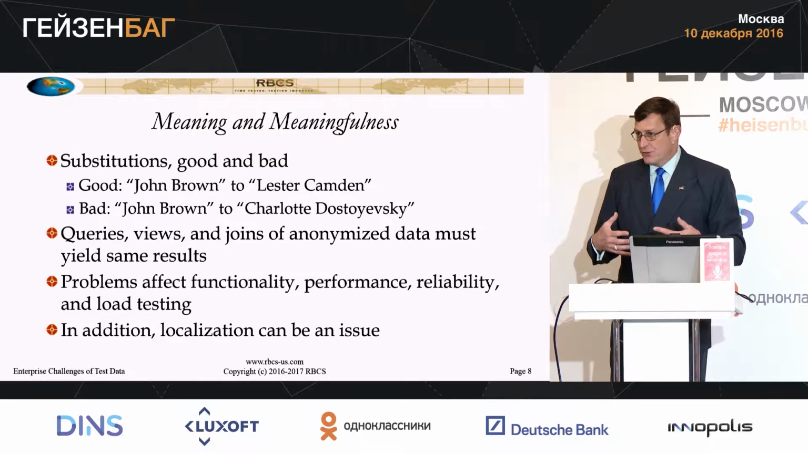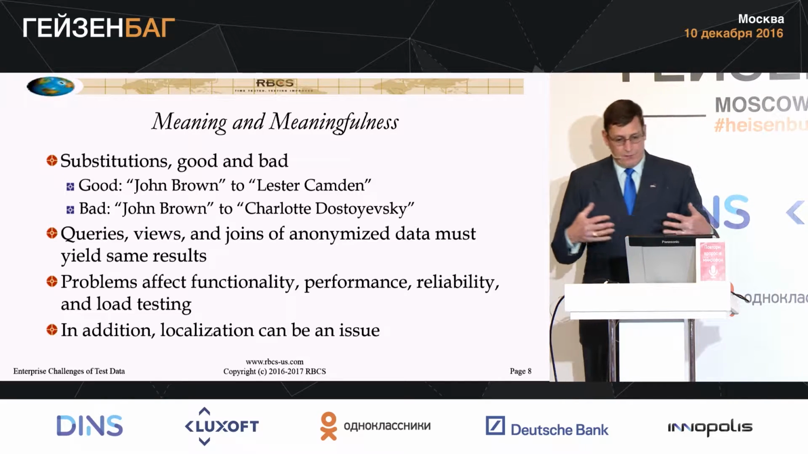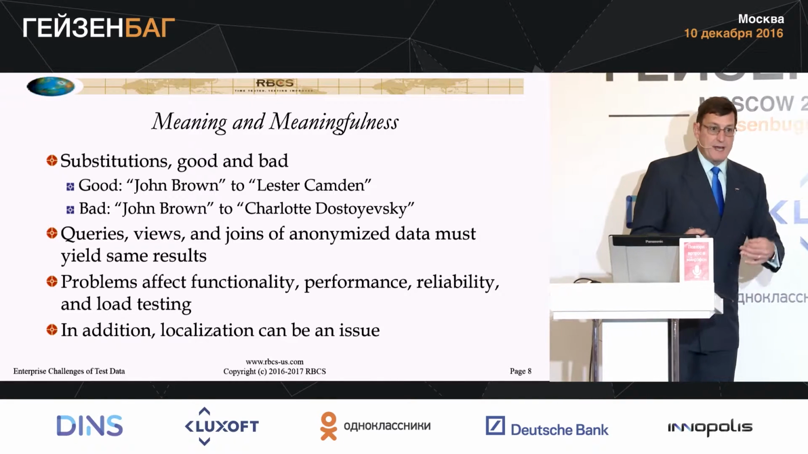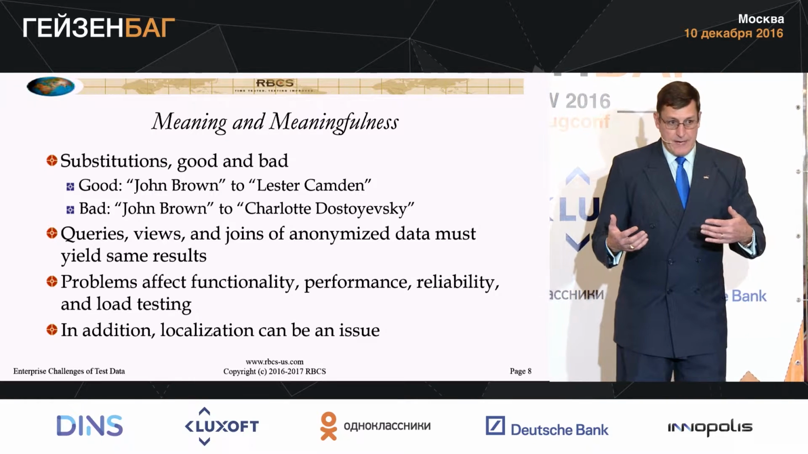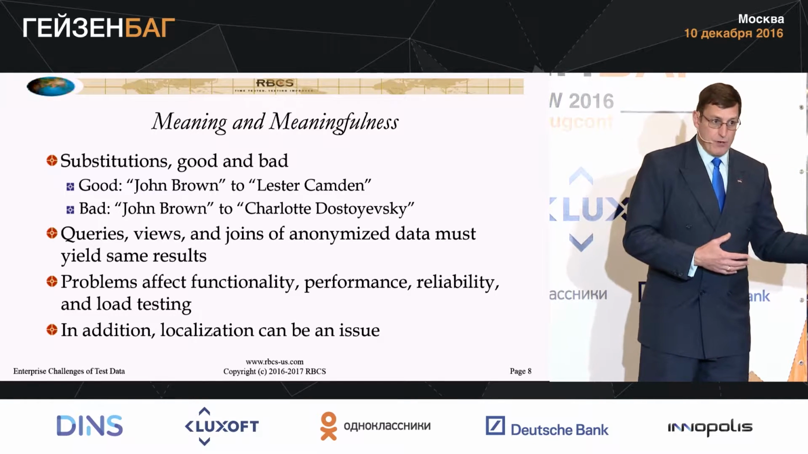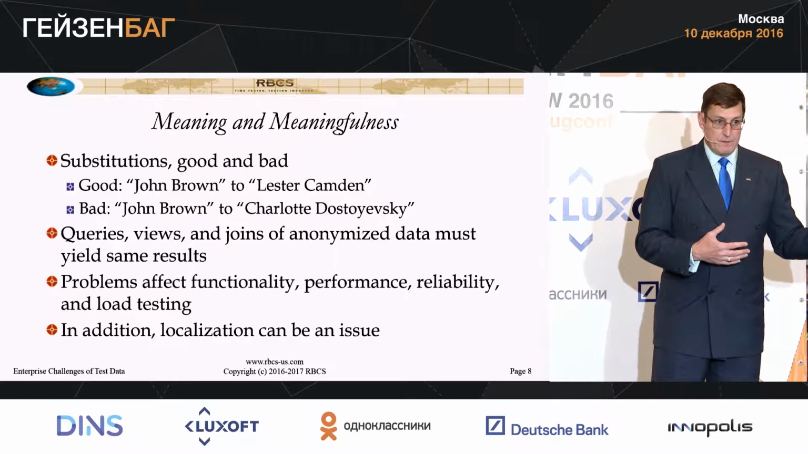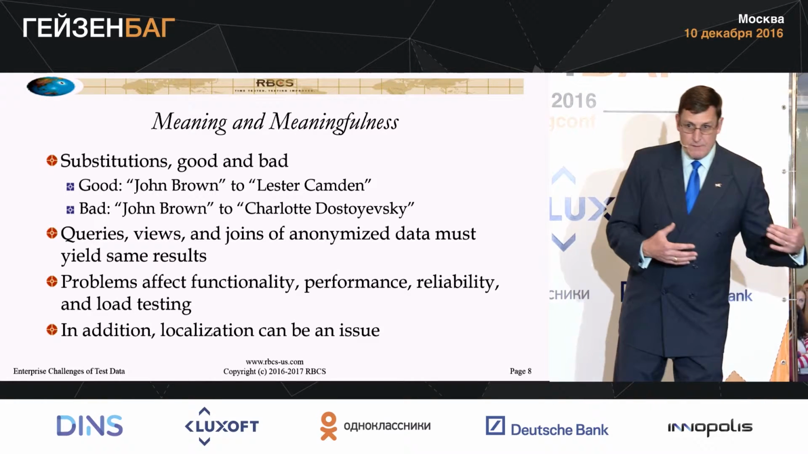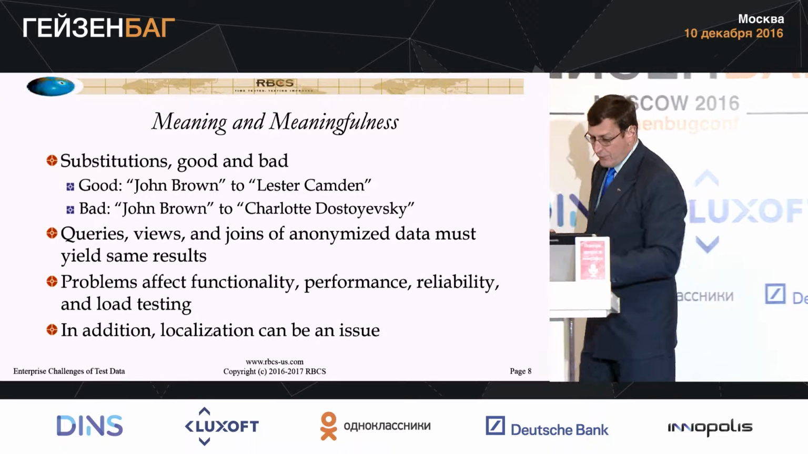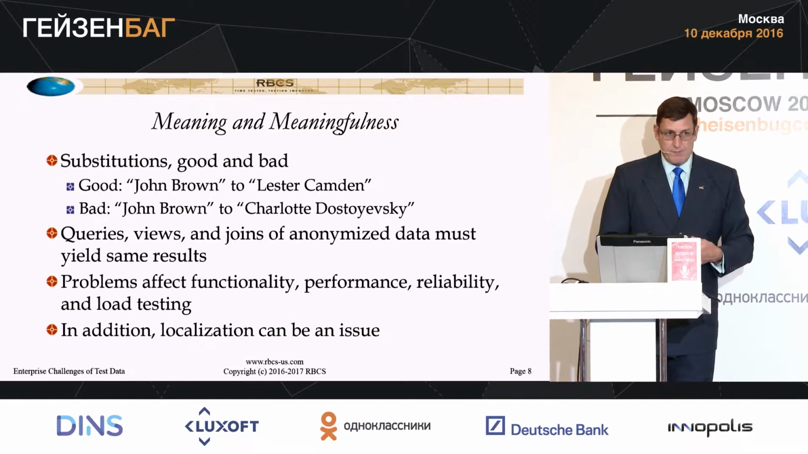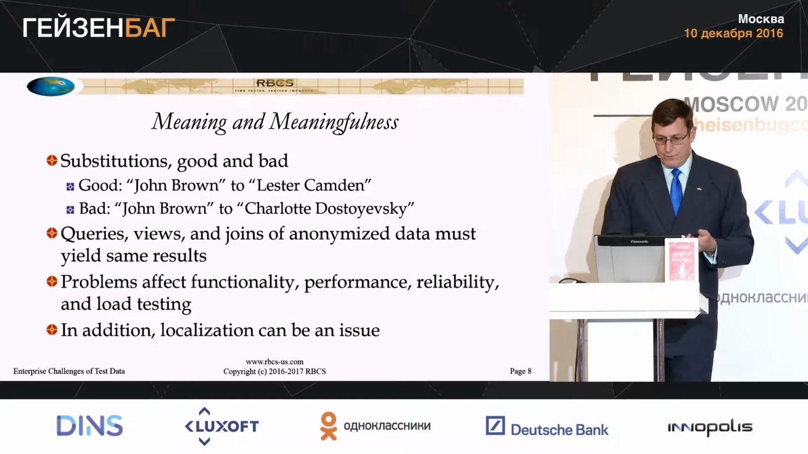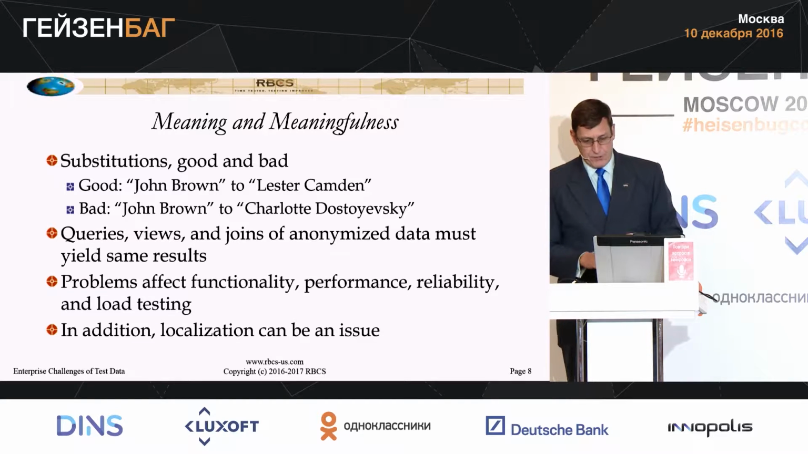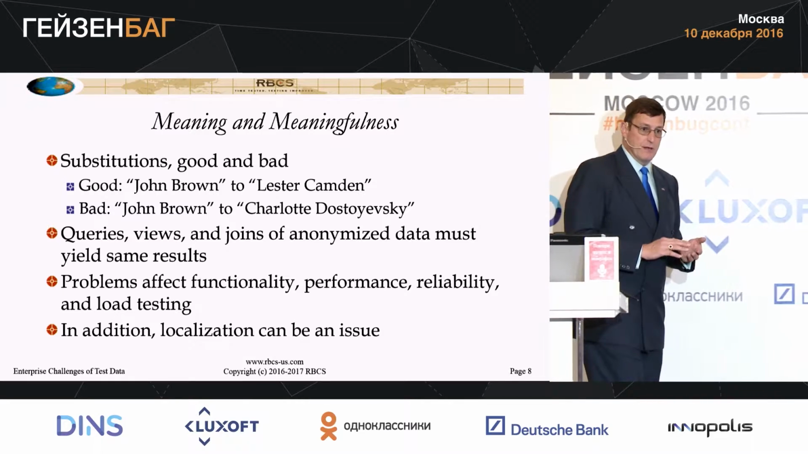So, for example, if the total number of sales to Lester Camden is 1,000,000 rubles, then for John Brown, it better also be 1,000,000 rubles. See what I mean? So you've got to be really careful that this anonymization doesn't screw things up, because otherwise you're going to have issues when you do functional tests, but also non-functional tests like performance and reliability and load.